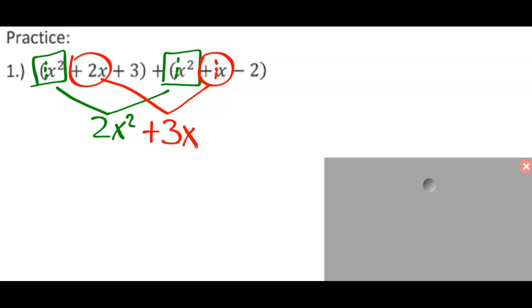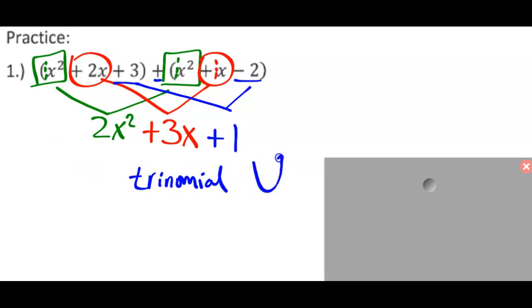Okay? So now I've got my plus 3 and my negative 2, I can combine those together. 3 plus negative 2 gives me positive 1. And that's my answer. My quadratic that I get from that is, by adding these two quadratics together, I get one quadratic. What kind of polynomial is this? It's a trinomial. And what would my graph look like? It would be a U.